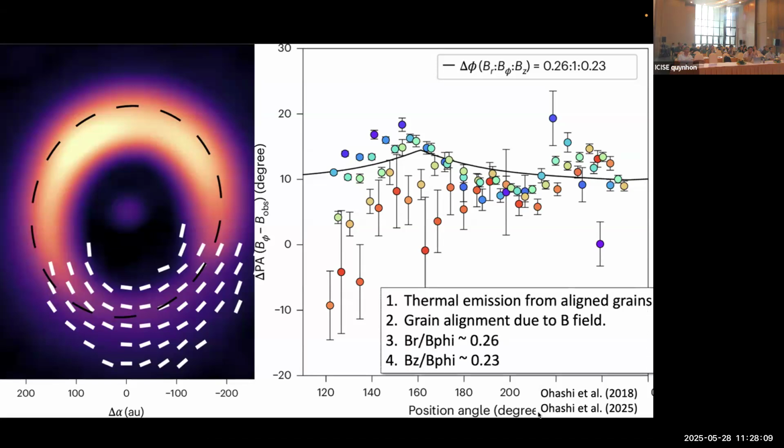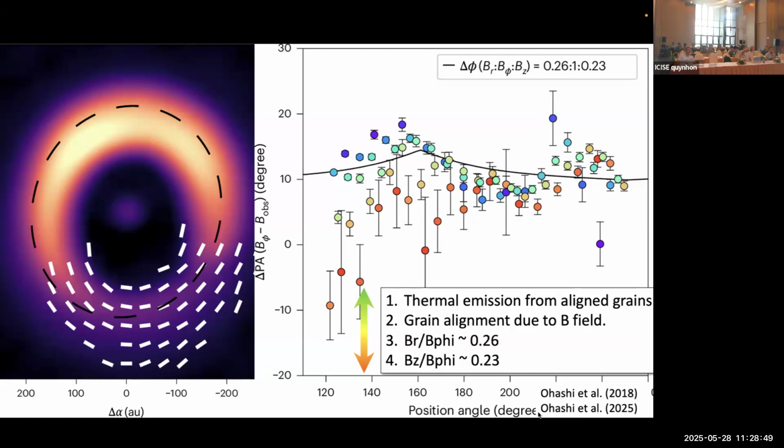So to sum up, there are 4 conclusions from this work. First, thermal emission from aligned grains is indicated from the consistent pattern across different bands. Also, the grain alignment is due to the B field. They gave a B_r over B_phi of 0.26, and a B_z over B_phi of 0.23. But I would like to remind you that I would believe more in the conclusion from the top and less in the bottom.